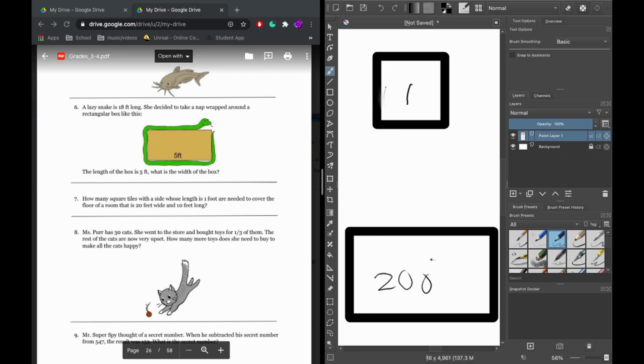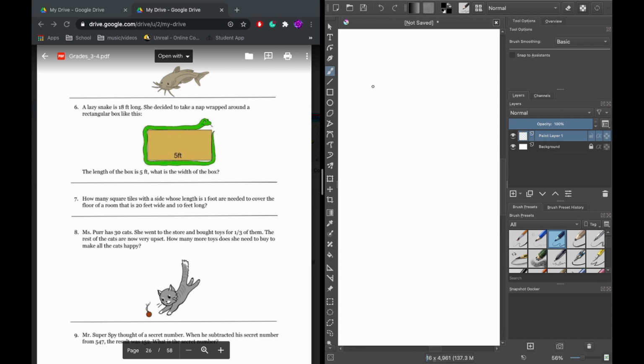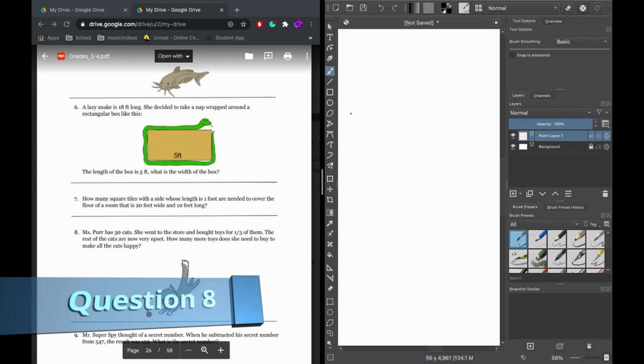And so yeah, 200 would not be our answer. Well, it is our answer, but we didn't completely solve the problem. What we have to do now is 200 divided by 1, which is 200. Moving on to number 8.